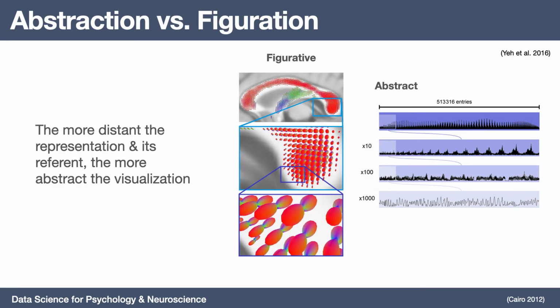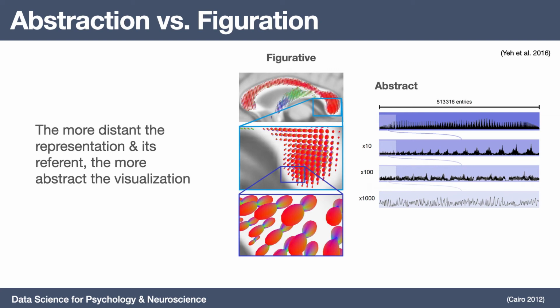So first, there's the balance between abstraction and figuration. The more distant the representation and its referent, the more abstract the visualization. What do we mean by that? Well, the left image here is more figurative. It's showing orientation distribution functions reconstructed along one slice of white matter that's related directly to measures of white matter intensity in the corpus callosum. So right away, you see the corpus callosum in the background. You can see geometric objects aligned in the directions of white matter.